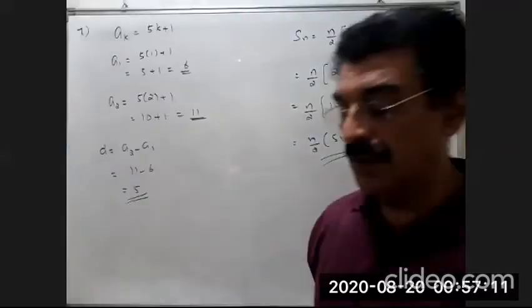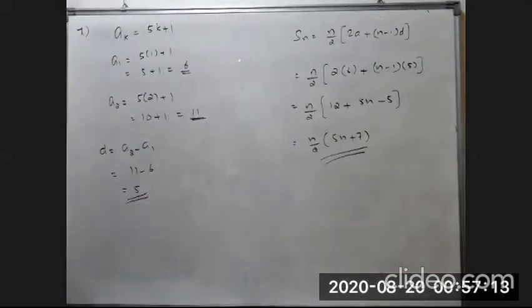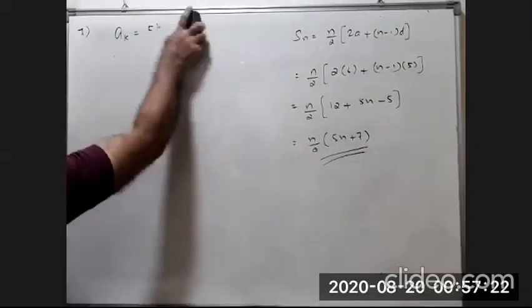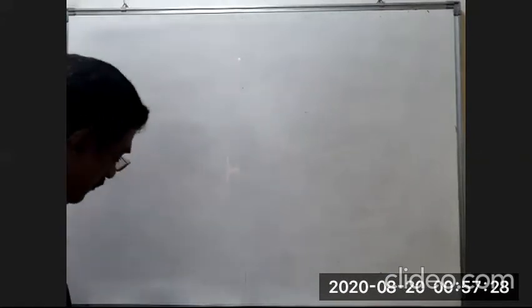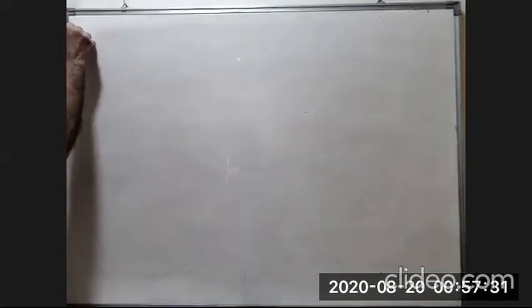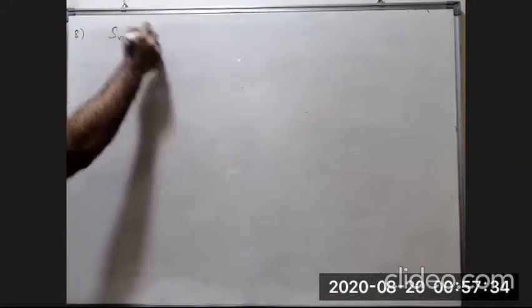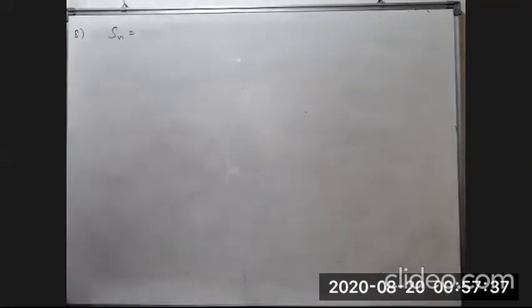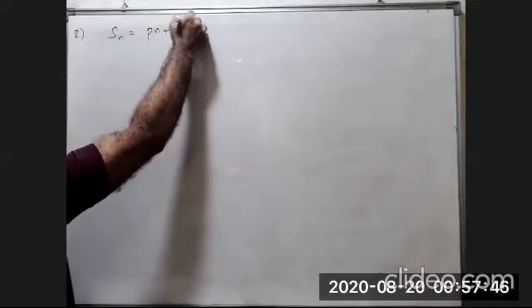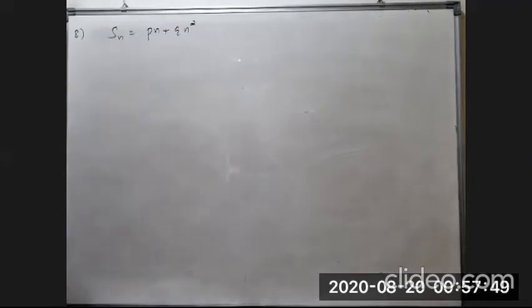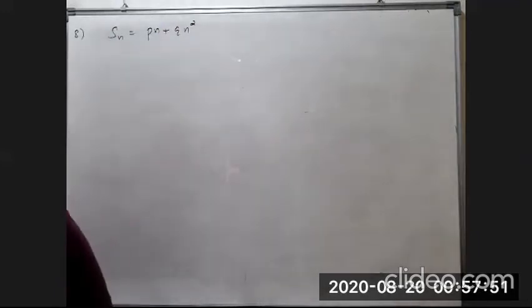Now, next, question number 8. The sum of n terms of an AP is Pn plus Qn squared. The question is to find the common difference.